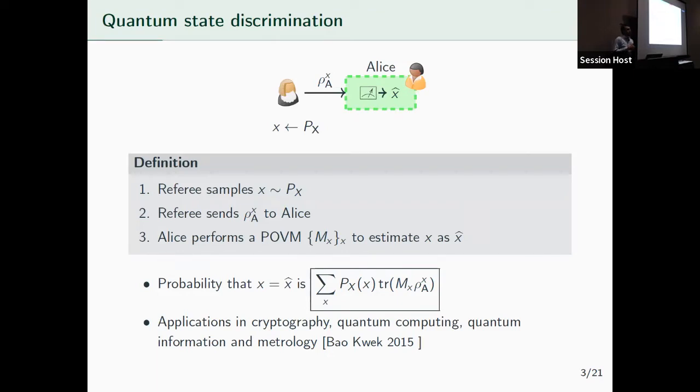The formalism is as follows. A referee prepares a classical value x according to some distribution p_x, prepares some state rho_x depending on the classical value, and sends it to some party, we call it Alice. And Alice performs some measurement described by a POVM M_x to find the value of x. And you can write down the expression for the probability that x is equal to x hat. This is the simple expression. And this problem has many applications in crypto, in quantum information theory, and quantum computing.